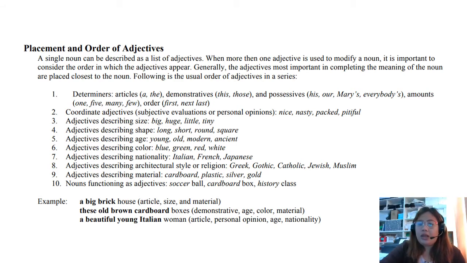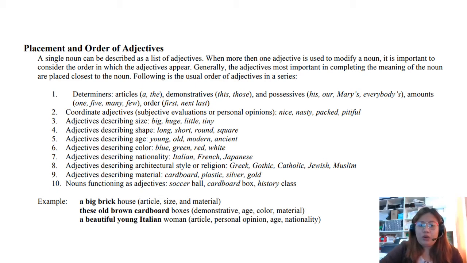When more than one adjective is used to modify a noun, it is important to consider the order in which the adjectives appear. Generally, the adjectives most important in completing the meaning of the noun are placed closest to the noun. Following is the usual order of adjectives in a series.